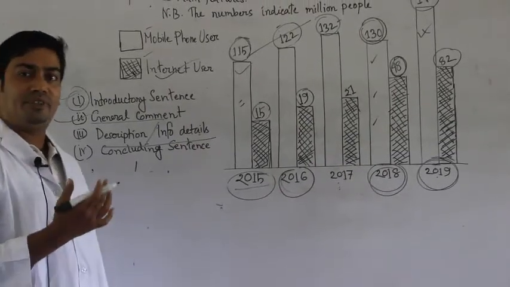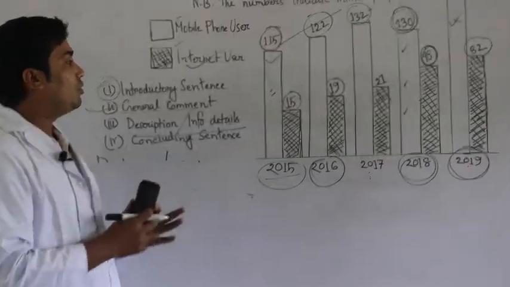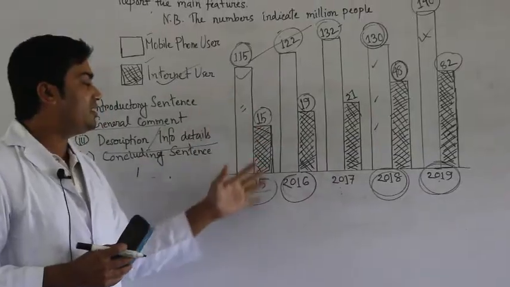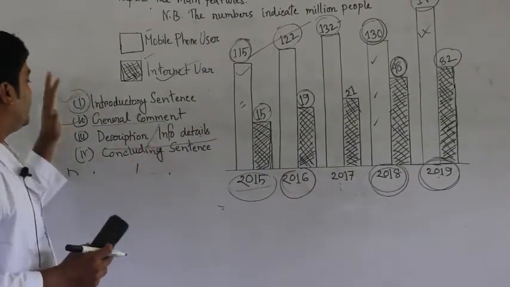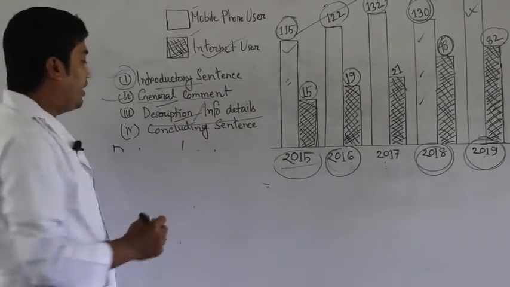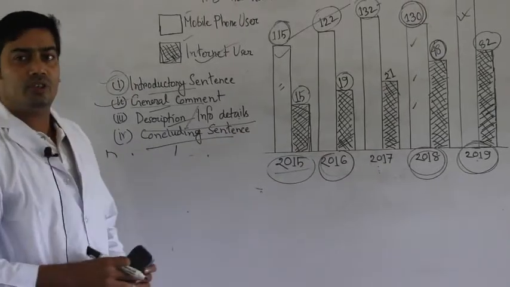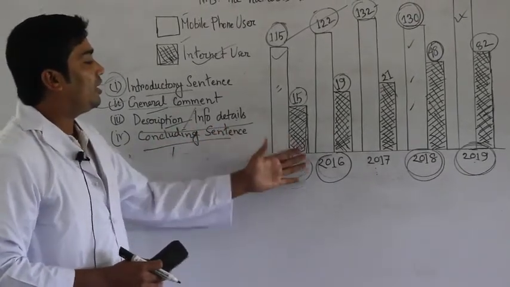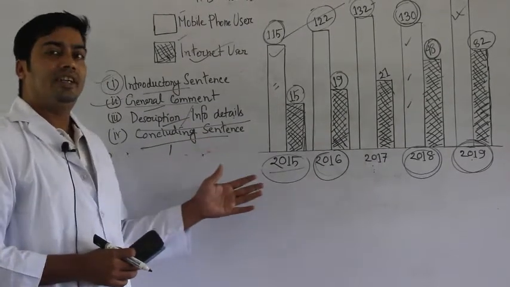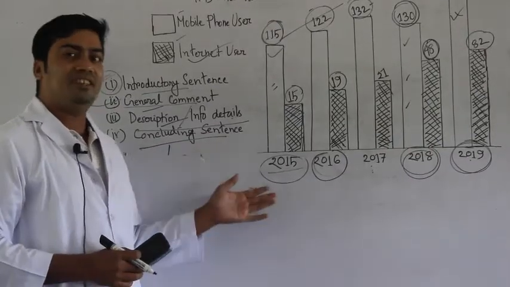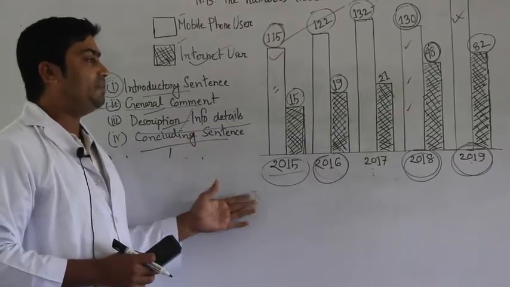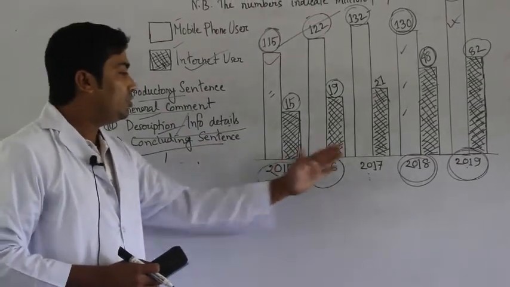There might be graphs, there might be charts, there might be tables, but you have to look here and here. You have to look at the numbers, the rates, percentages or years, and the theme: introductory sentence, general comment, description or information details, and concluding sentence. So what can we say? We can say that the chart shows that gradually every year in Bangladesh, mobile phone and internet users were dramatically increasing, and up to the present time it is still increasing according to this chart.